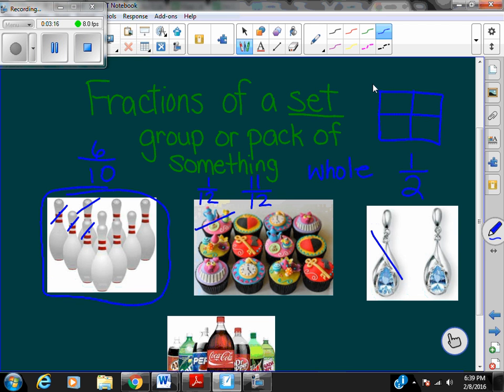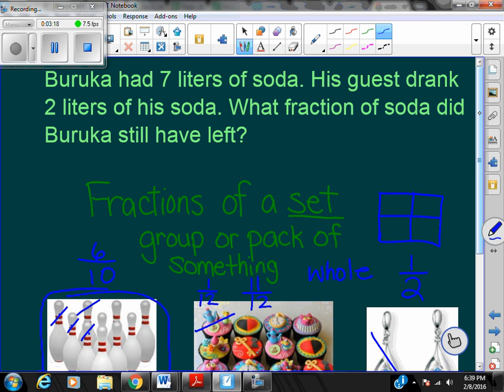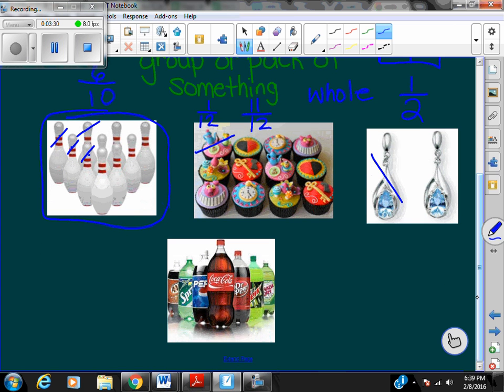So today, like your homework, there's a question. It says, Baruka had 7 liters of soda. His guests drank 2 liters of his soda. What fraction of soda did Baruka still have left? So let's look down here. We have 7 liters of soda. That's our group. That's our total. That's our whole. And if we talk about it in terms of fractions, we would have 7 on the bottom.